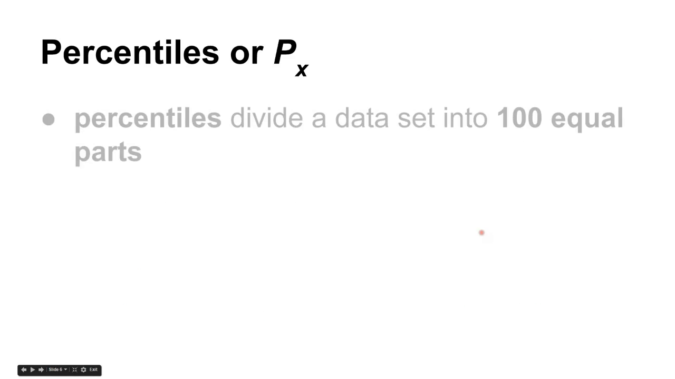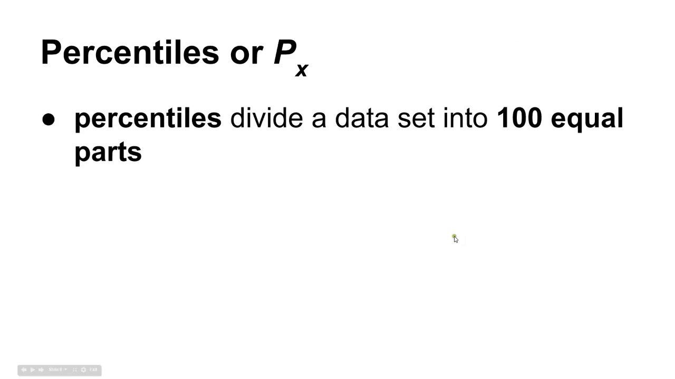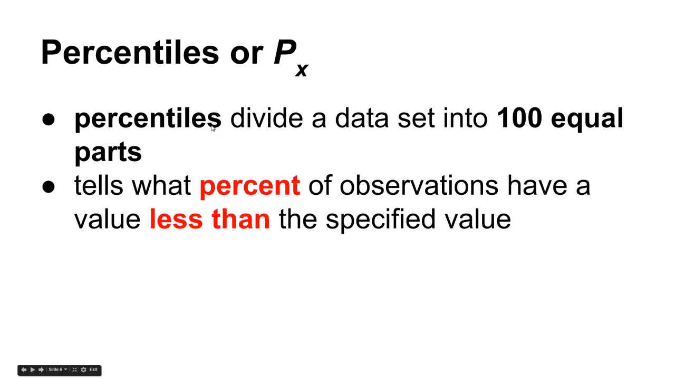So now let's take a look at the way that you write it. Percentiles, or P sub x. When you're talking percentiles, it means that it divides a data set into 100 equal parts. So 1% all the way up to 99%. Now we can even talk decimals, just to add a little bit of confusion.